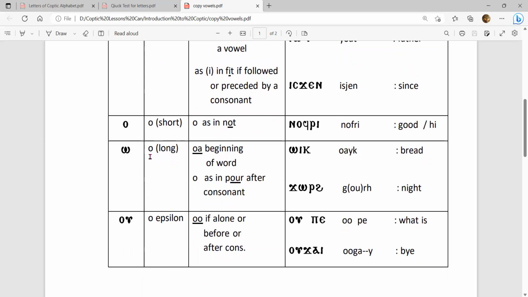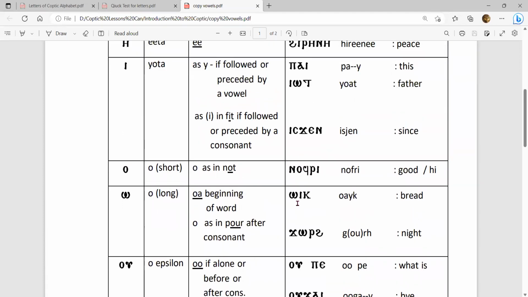Then the omega, or O long. At the beginning of a word, it's like OA. We say oik, that is omega. The iota will be pronounced as a Y because it is preceded by a vowel. And then the kappa is a K. We shall pronounce it as oik, meaning bread.